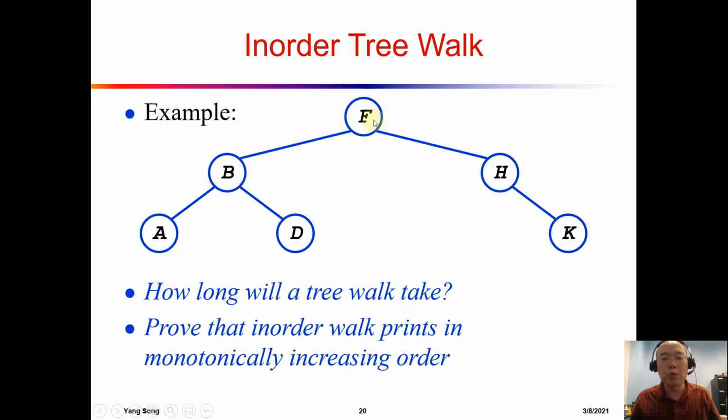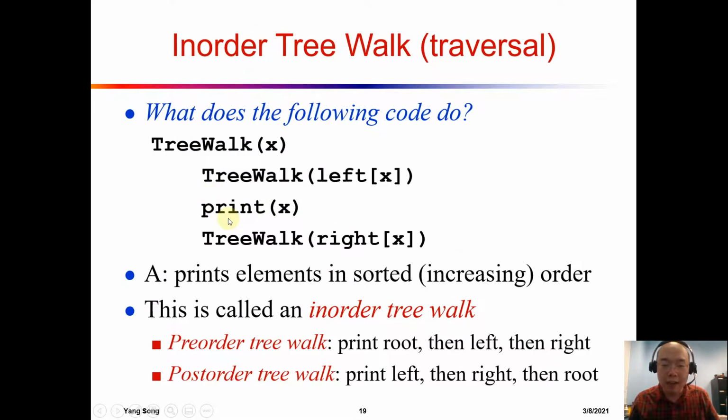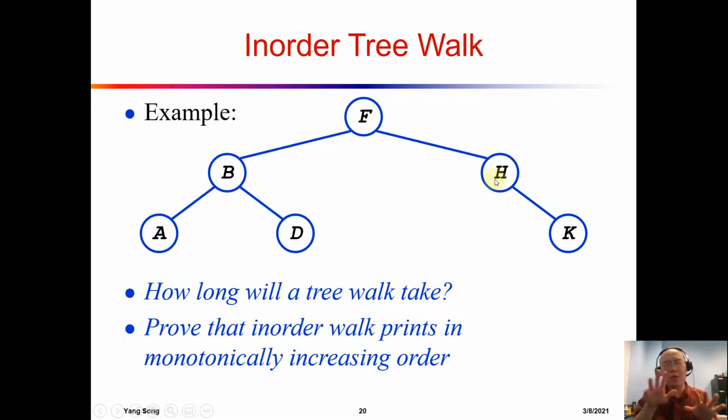And then we will go to the F. We will print the F, and then we will go to the right subtree of the F, which is H and K. For the H part, we will first try to touch the left subtree. The left subtree is empty, so there's nothing there. Then we will do an in-order, which is this line. So we will print H, and then we will go to the right subtree of H, and then we will print the K, right? Okay, well, this is how we do an in-order tree walk. The sequence will be A, B, D, F, H, and K.